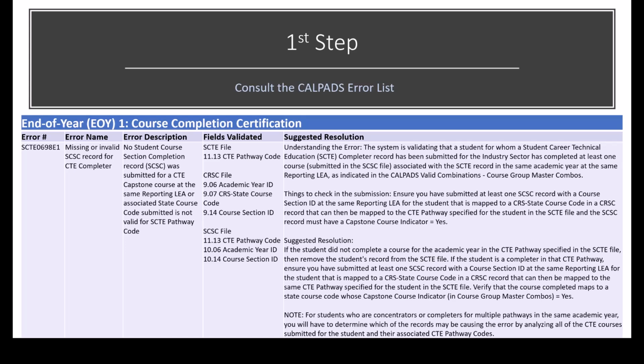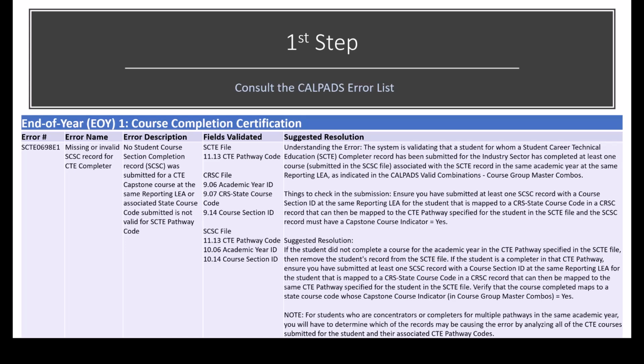and the suggested resolution. So the error description says, no student course section completion record was submitted for a CTE capstone course at the same reporting LEA or associated state course code submitted is not valid for the SCTE pathway. All right, so either the student has no student course completion record, that's the SCSE record, or that record doesn't align with the CTE pathway reported in the SCTE record.